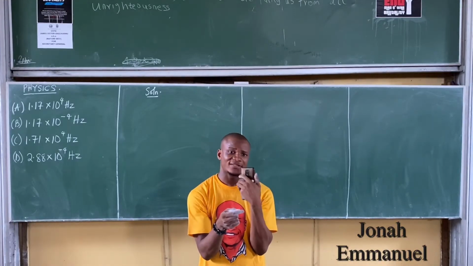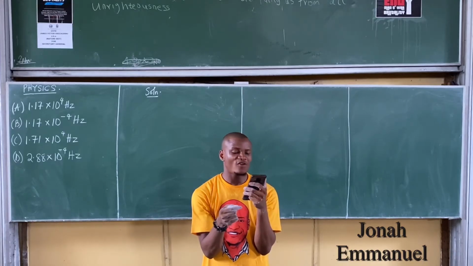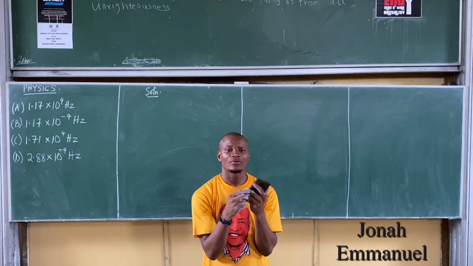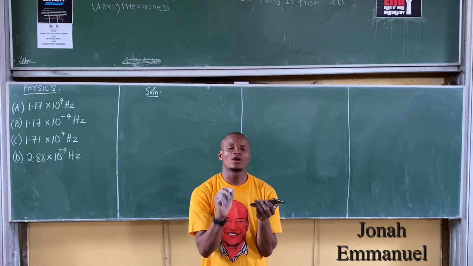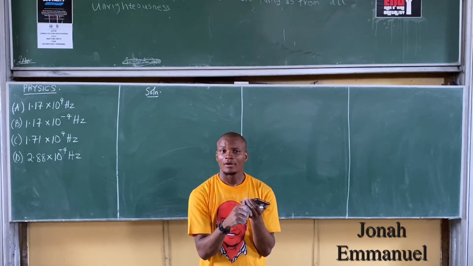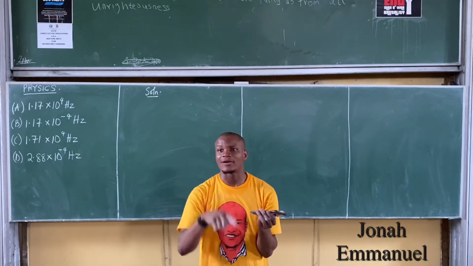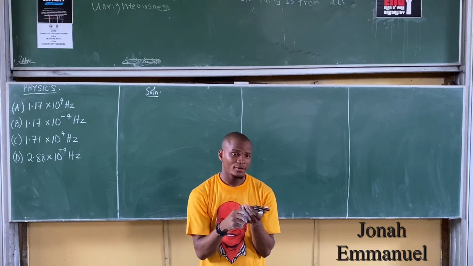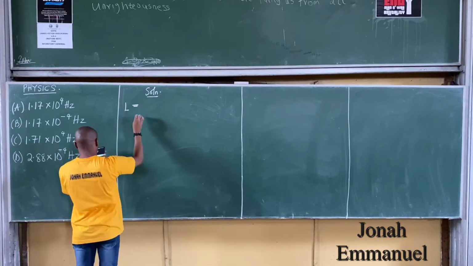You have inductance, 12.0 millihenry. What does millihenry tell you? Inductance. What's the symbol for inductance? Current is I, voltage is V, resistance is R. For inductance, the symbol is L.